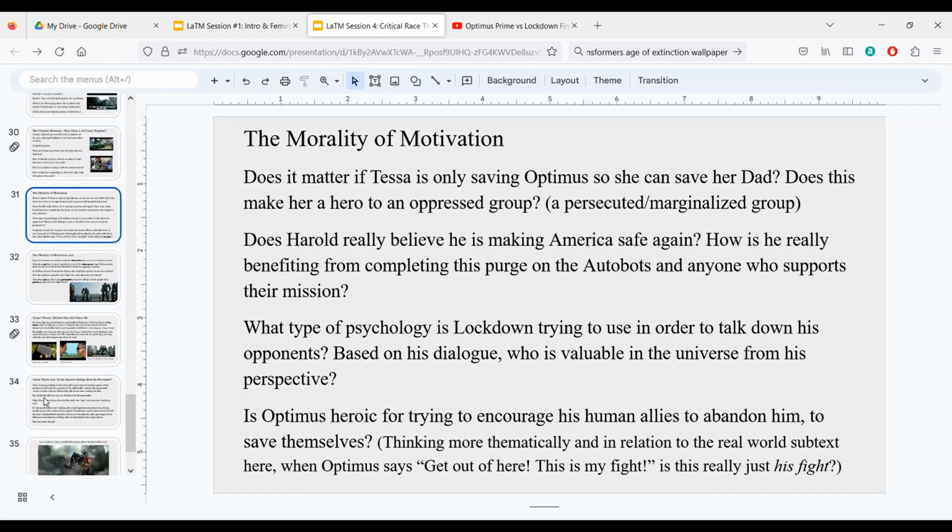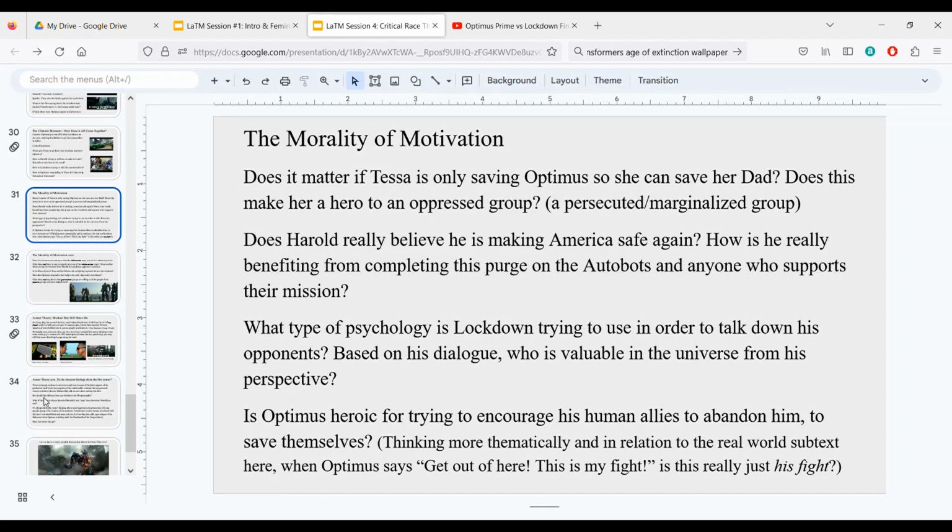Does it matter if Tessa is only saving Optimus so that she can save her dad? Does this make her a hero to an oppressed group, a persecuted, marginalized group? What do you think, Tommy? Does it matter? I guess not.